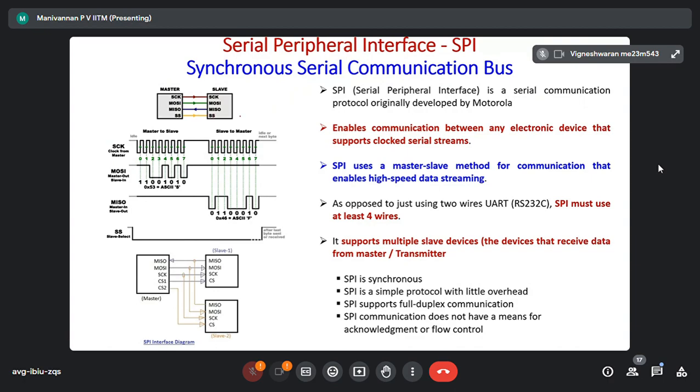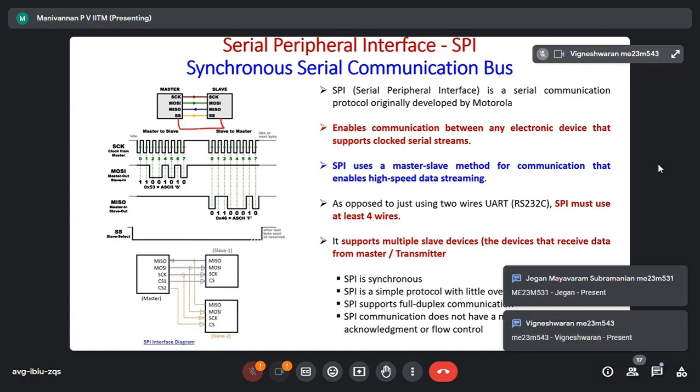Then SS is not ground, correct? It is called slave select. It's not ground, it's called slave select. This is apart from the ground signal, which will be there. So generally there will be 5 wires. 4 wires are there, and SS means slave select.